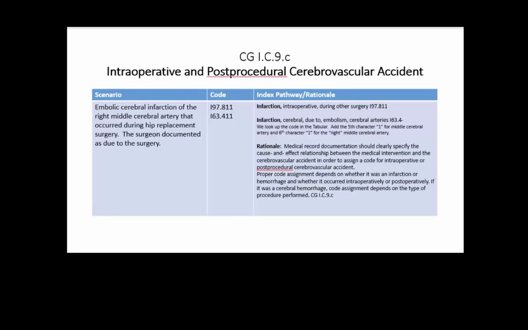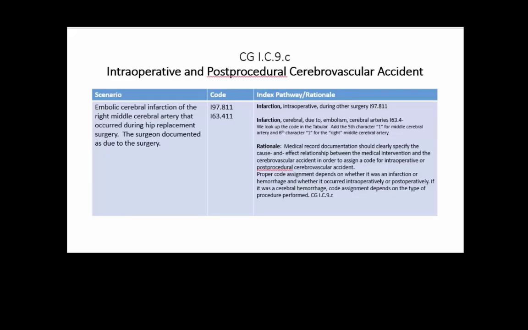Then we code the cerebral infarct due to the embolism of the cerebral arteries. And in the tabular, the fifth character 1 is assigned for the middle cerebral artery, and the sixth character 1 signifying it is the right middle cerebral artery. Again, if you follow your instructional notes in the tabular, it will often help you find the right code. Just a note here, in your guideline, the medical record documentation should clearly specify the cause and effect relationship, which it did in our scenario.